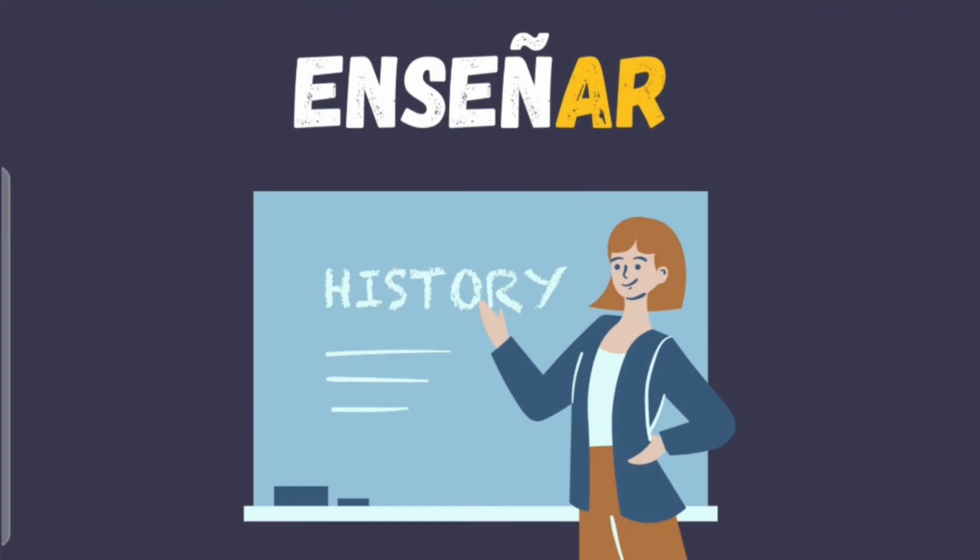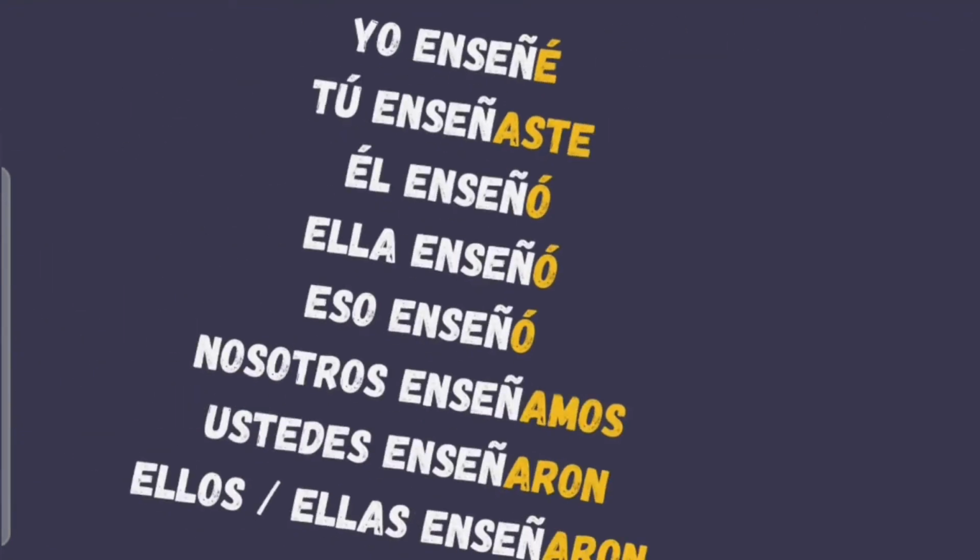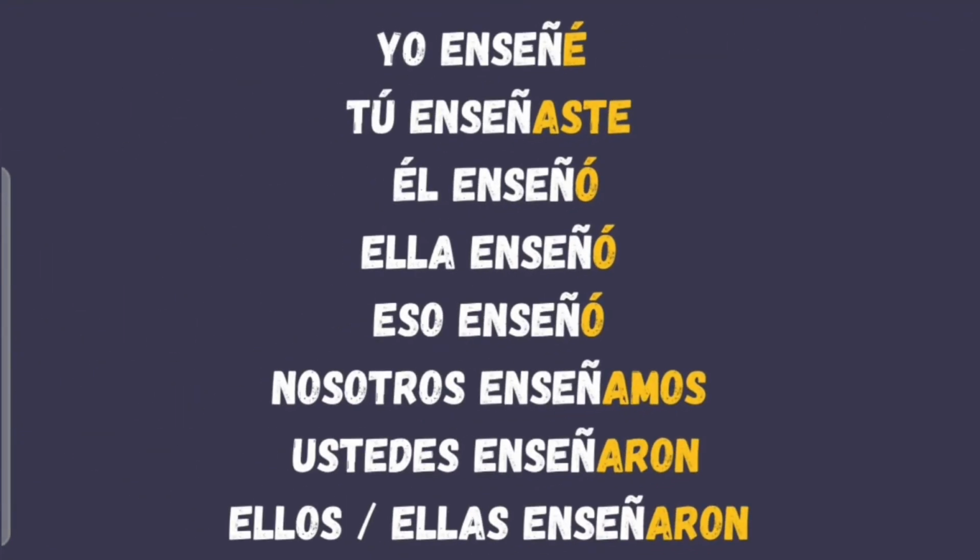Now I have the verb to teach. Teach, enseñar. Let's see how you have to conjugate this verb, okay, according to the indefinite past. Yo enseñé. Tú enseñaste. Él enseñó. Ella enseñó. Eso enseñó. Nosotros enseñamos. Ustedes enseñaron. Ellos or ellas enseñaron.